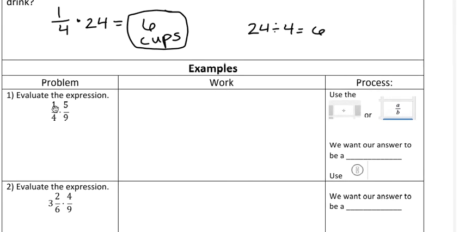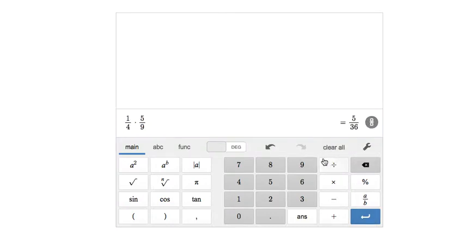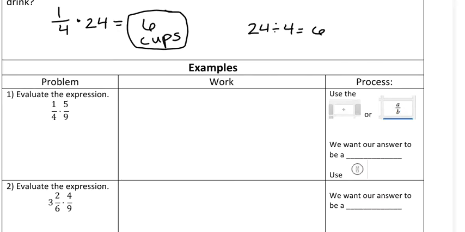Alright, number 1, I have 1/4 times 5 ninths. So we're going to use our calculator. 1/4 times 5 ninths. Okay, and I get a decimal, but because I have fractions, I want my answer to be a fraction. So I'm going to hit that fraction button, and I get 5/36. Okay, so we want our answer to be a fraction because we have fractions in the problem. It's just fractions.